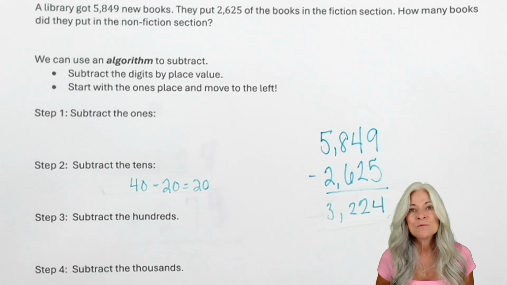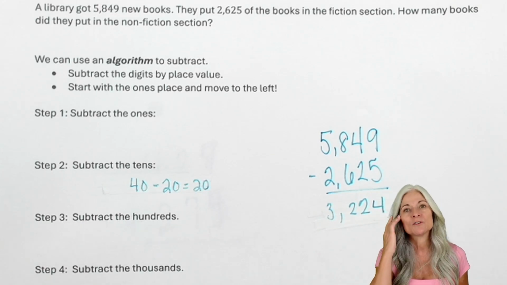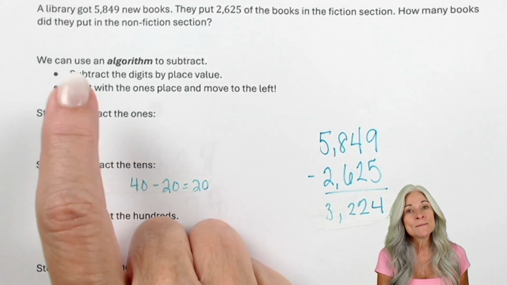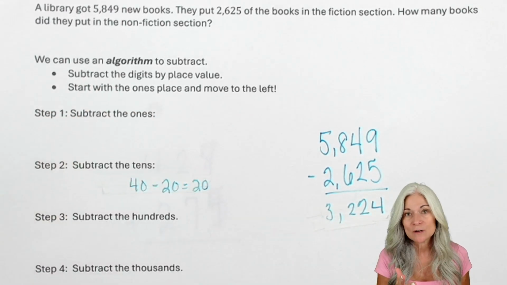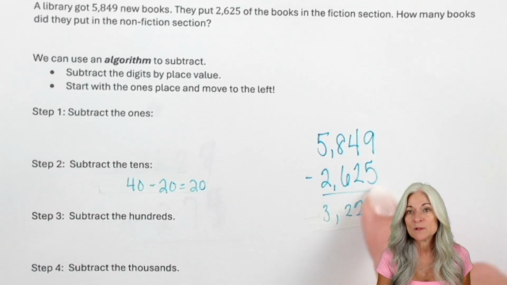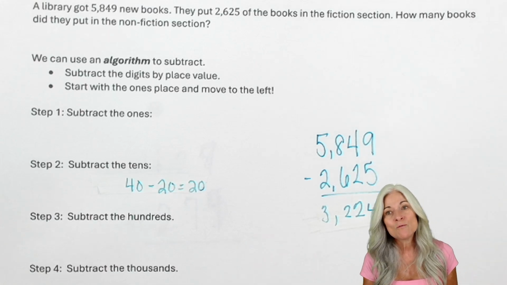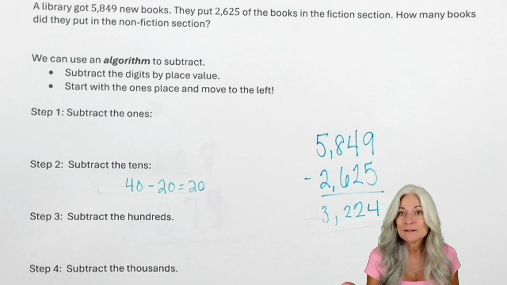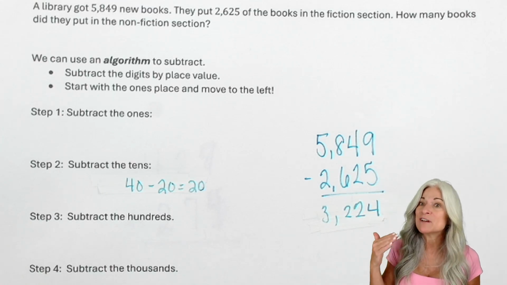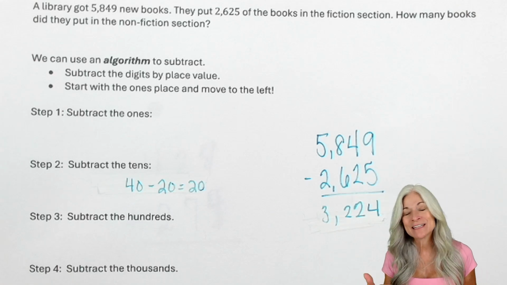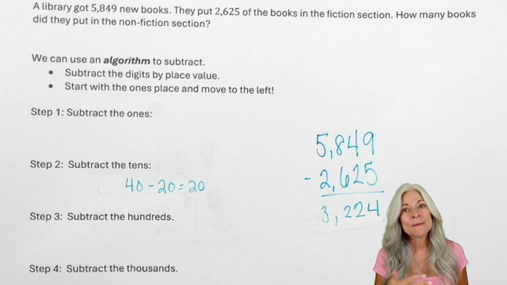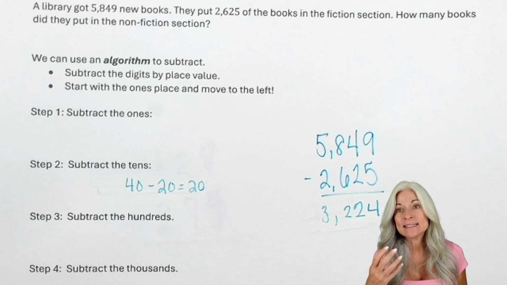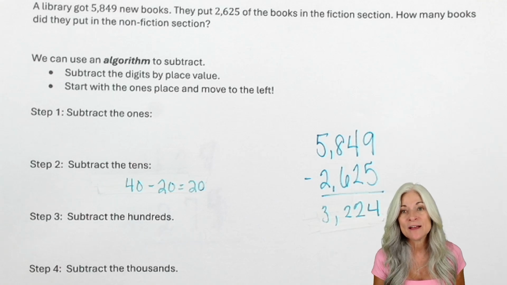All right, so we can use the algorithm to subtract. We subtract the digits by place value. This is the important thing we know to stress to students, that we always start with the ones place and move to the left. Now, whenever we don't have regrouping involved, it wouldn't matter, but when regrouping is involved, it does matter. And just like we talked about with addition, try to encourage the use of place value language as you're reading these and as you're teaching it.